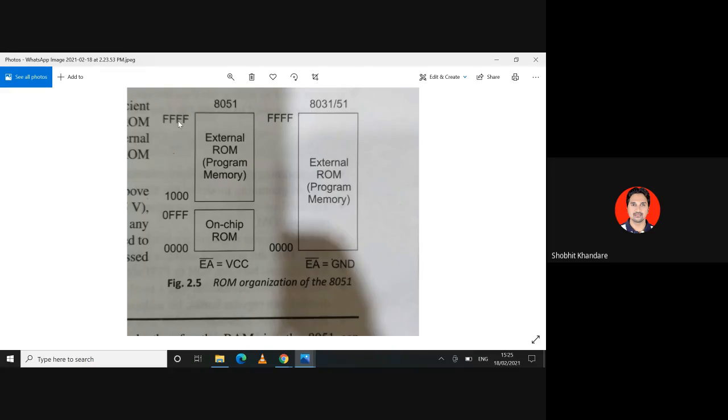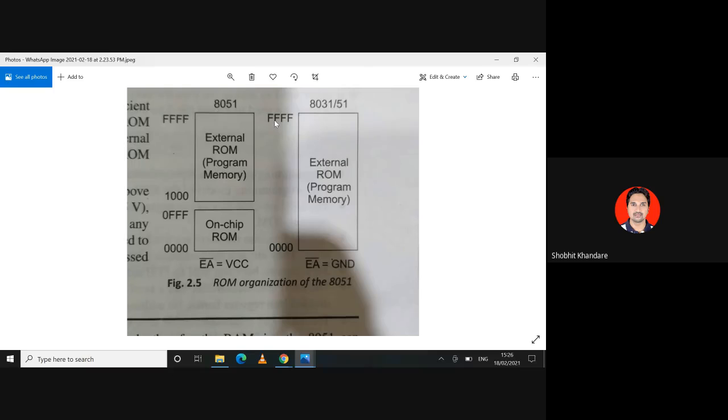और इसके ऊपर 1000 से लेके FFFF एक्सटर्नल रोम के लिए. वही दूसरी बात इधर आ जाओ, अगर मुझे ऑन चिप रोम नहीं यूज करना है, मुझे प्योरली सिर्फ एक्सटर्नल रोम यूज करना है, कितने बाइट का, 64 किलोबाइट का, तब EA बार को ग्राउंड कर दो, EA बार पिन को 0 कर दो. तो आप ये कंडीशन में एक्सटर्नल रोम को पूरा एक्सेस कर सकते हो 0000 से लेके FFFF.